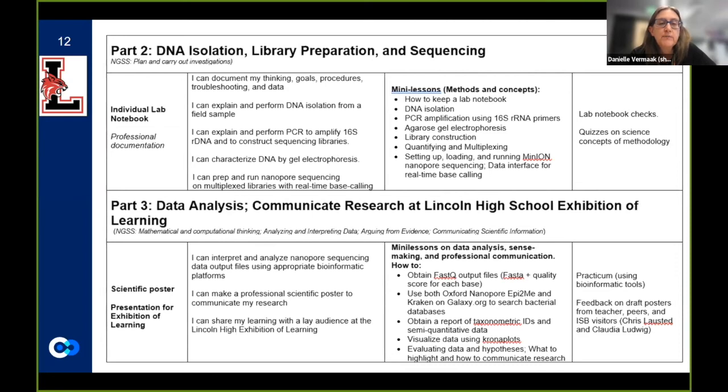And the third part of the project was something that was very surprising to students: here we have all our data, and look, we're not done by any means. Such a large part of science is analyzing your data and evaluating your data and finding ways to communicate it and thinking about what's up next. So that was the third part of our project, where we produced professional looking posters. We had Claudia Ludwig come in, as well as Chris, to give feedback to students. And then they presented it just recently at an exhibition of learning.